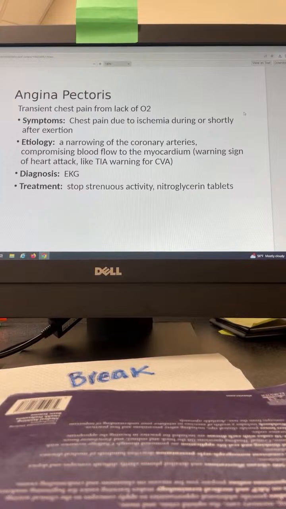Diagnosis, also EKG, and treatment really is to stop the strenuous activity as soon as you start noticing the chest pain so your heart can relax and not get stressed out, and also nitroglycerin. Anybody ever heard of nitroglycerin before? Nitro. Anybody know what it does? Yep, it's a vasodilator. So it helps to open up those vessels real wide to allow more blood to get through, right? If they're mostly closed because of all the fat and the hardening, these will force the vessels to open up bigger so blood can get where it needs to go. That's what vasodilators are, and nitroglycerin is a type of vasodilator.